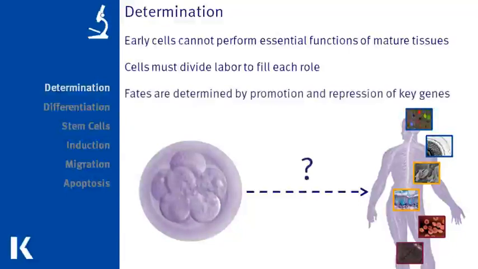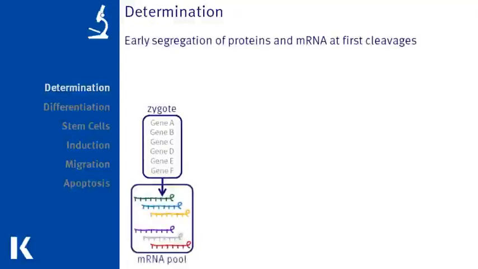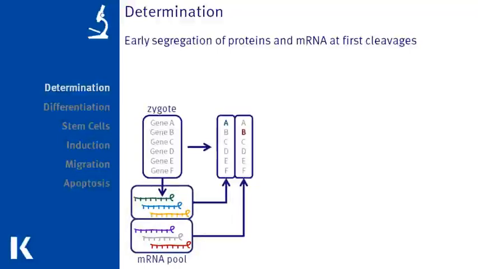These groups of cells, although they have the same genes, end up doing different jobs through selective expression of key genes. Cell determination is the first step in this division of labor. When the zygote first begins to cleave, proteins and mRNA transcripts may be unequally distributed throughout the parent cell. Therefore, when the cell cleaves, the two daughter cells end up with different mRNA and protein compositions. As you can see, the cell on the left already has a transcript for gene A, and the cell on the right has a transcript for gene B.